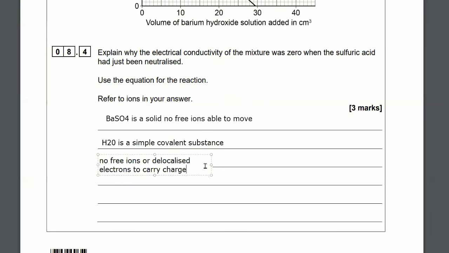And really and truly, the only way that anything in chemistry can conduct electricity, you have to have one of two things. You either have free moving ions, which you get if you're an ionic compound that's been melted or dissolved in aqueous solution, or you have delocalized electrons like metals or graphite. Water is a simple covalent substance. It has neither free ions nor delocalized electrons. And barium sulfate does have ions, but they're not free when it's in the solid form. Okay, coolio. Let's move on.